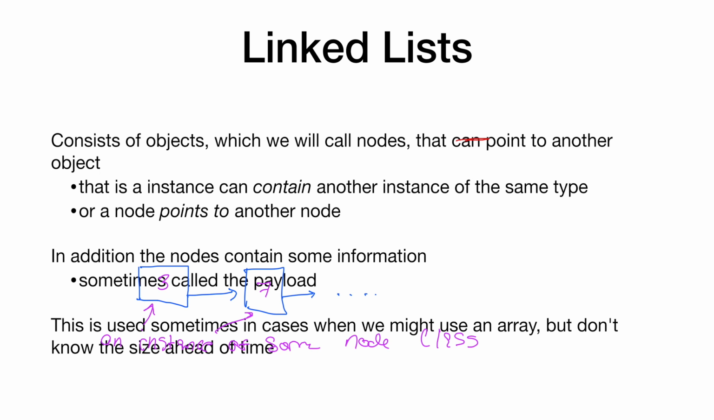This is used in cases a lot of times where we don't know the size of a list of things that we're going to be creating ahead of time. We might not know the length, so we want to store them in some non-length bounded thing. So an array has a fixed length. Arrays are fixed length, and linked lists are dynamic length.